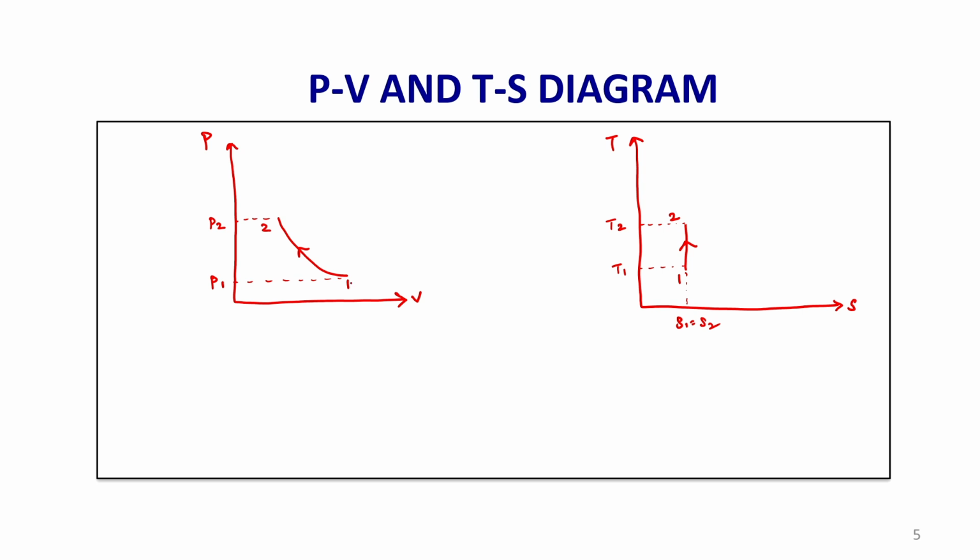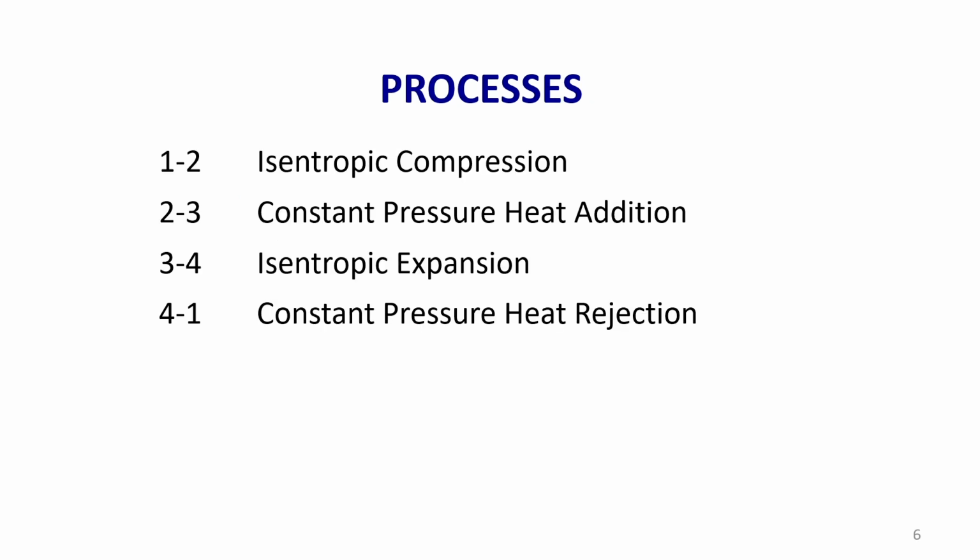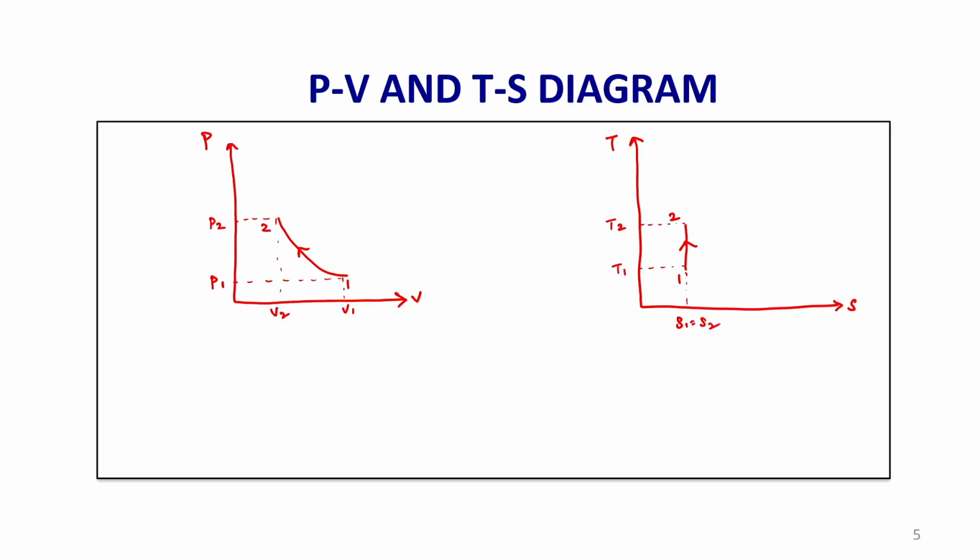Okay, so, this is the volume at 1 and volume at 2. V2 is less than V1. So, process 1 to 2 is isentropic compression. Next one is the heat addition process. In case of an ideal Brayton cycle, the heat addition process takes place at constant pressure.